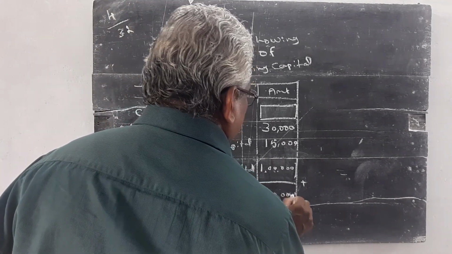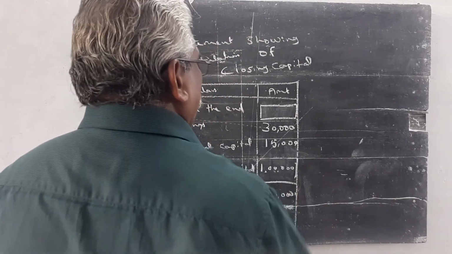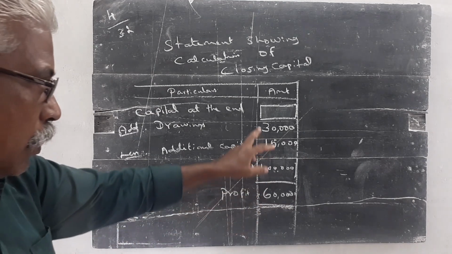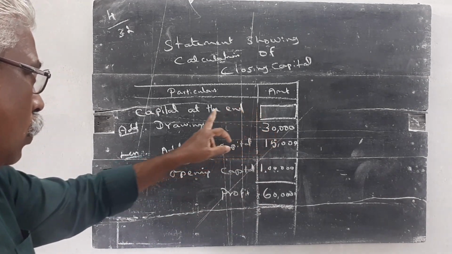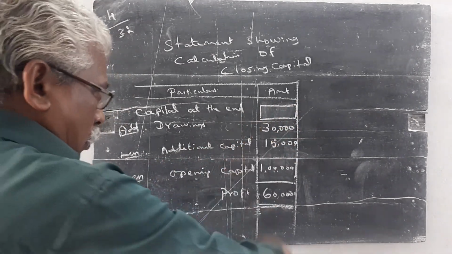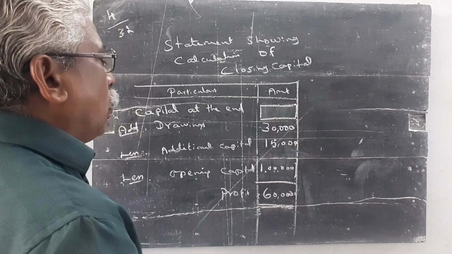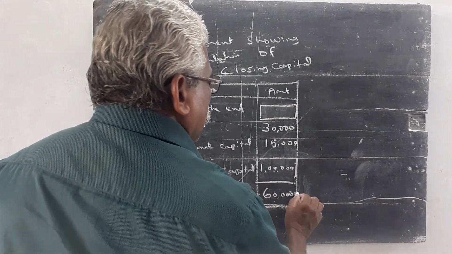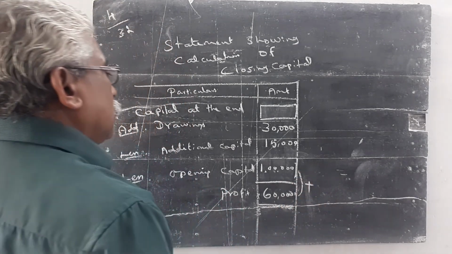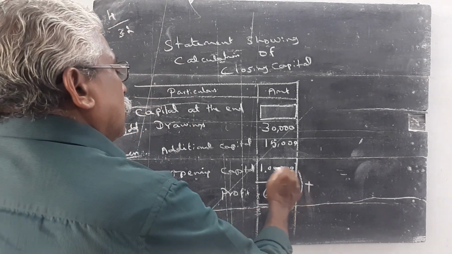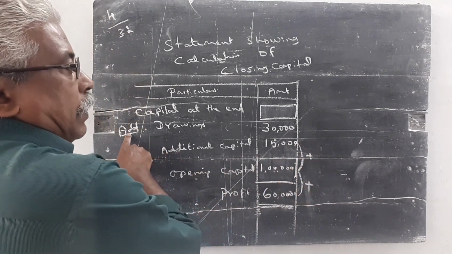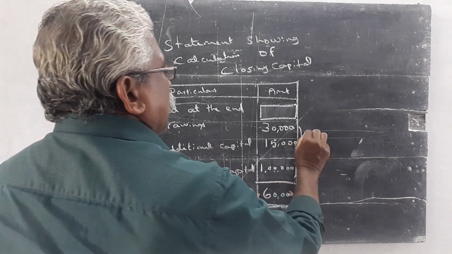Profit 60,000. Then we have to calculate. First we write the format. Then you have to put a column for the closing capital. Then the remaining information is written one by one. Here less is given, so this amount and this amount are added. Then this amount and this amount are also added. Here add is given, so we have to subtract, minus it.